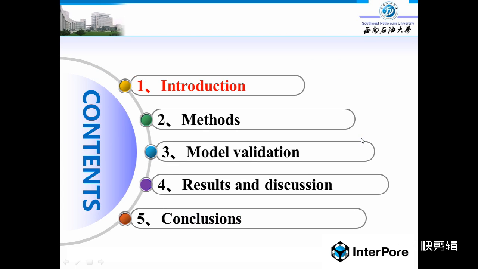Our presentation includes the following parts. First of all, I will give a brief introduction to our research background. For the second part, I will introduce the specific establishment process. The third part is model validation. The fourth part is the result and discussion. The last one is the conclusions.